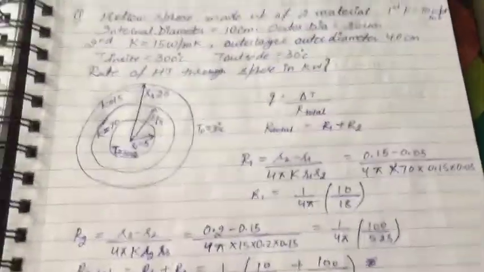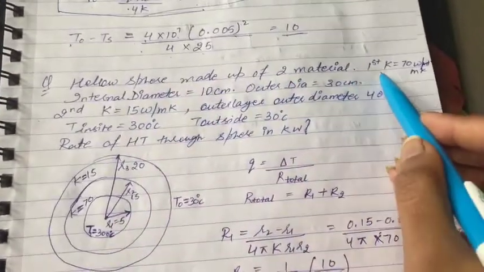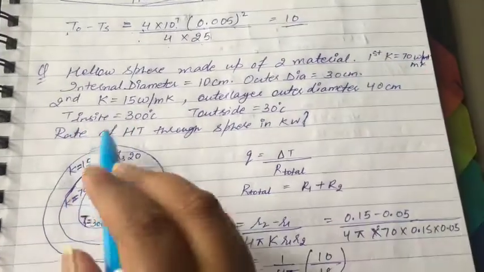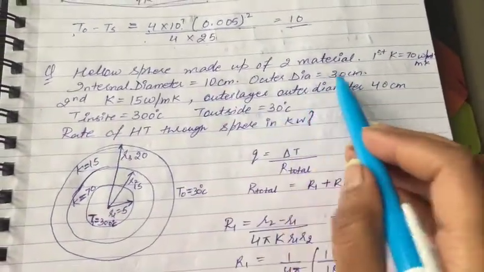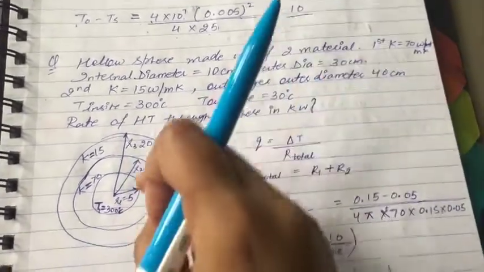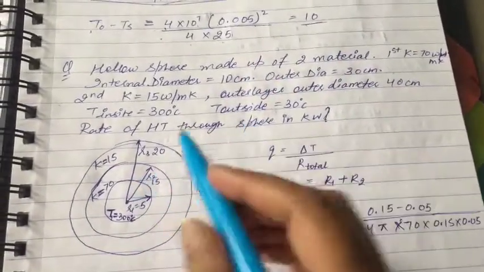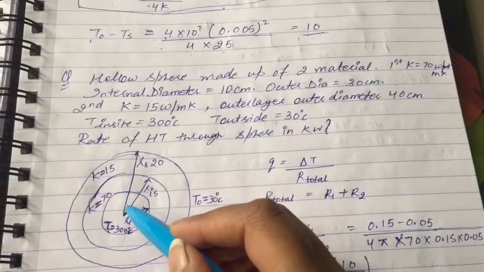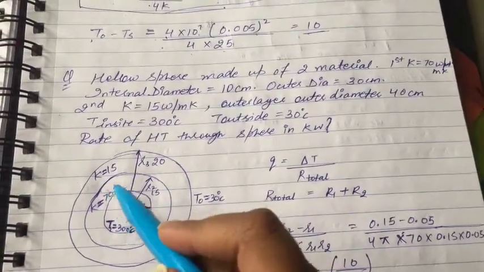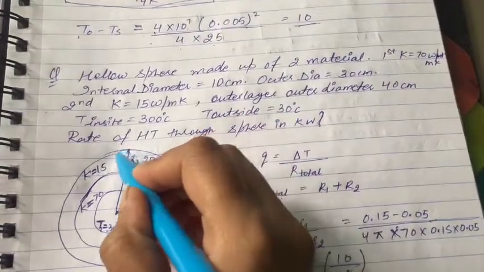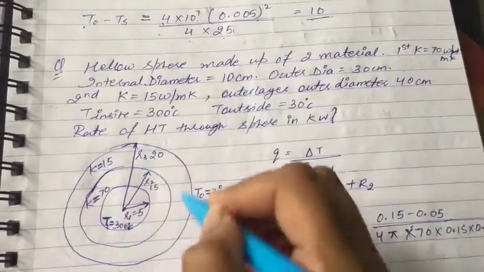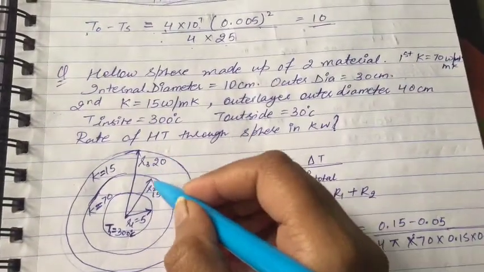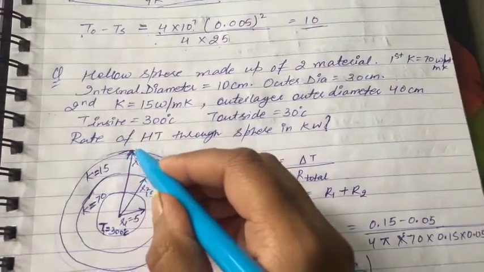Okay. Then the next question is a hollow sphere made up of two materials. For the first material, K is given as 70 watt per meter Kelvin. Internal diameter is 10 centimeter, outer diameter is 30 centimeter. So we have a hollow sphere made up of two materials. For the outside material, the outer diameter is 30.